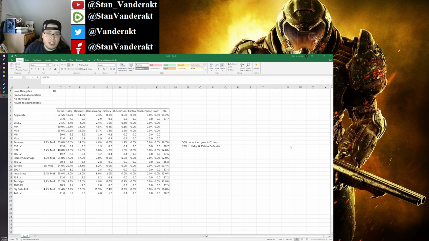Standard deviation is 2.5 for Trump, 2.4 for Haley and Ramaswamy, 2 for DeSantis, 1 for Binkley, and 0.6 for Hutchinson, which brings Trump to an estimated vote margin between 50 and 55%, which translates to 20 and 22 delegates. Haley 15.8% to 20.6%, which means 6.3 to 8.2 delegates.